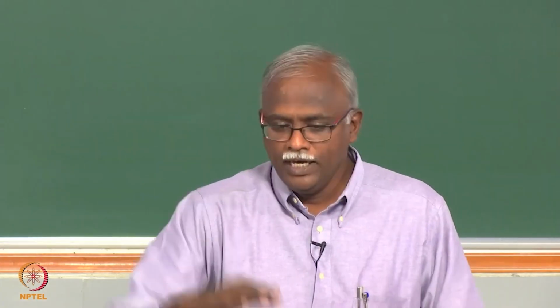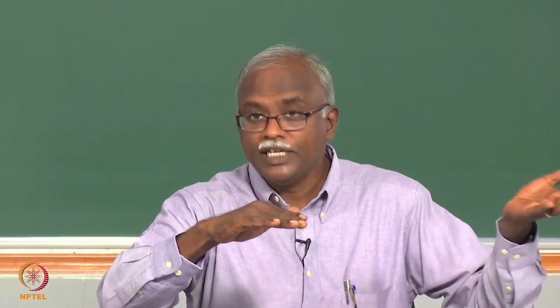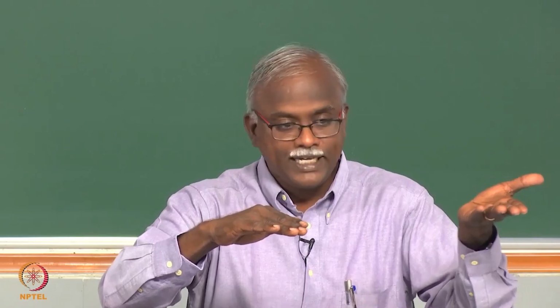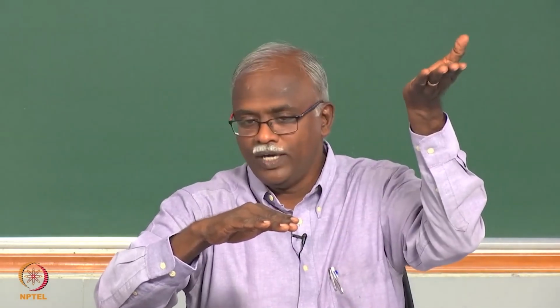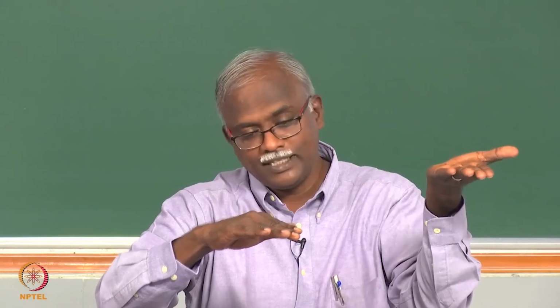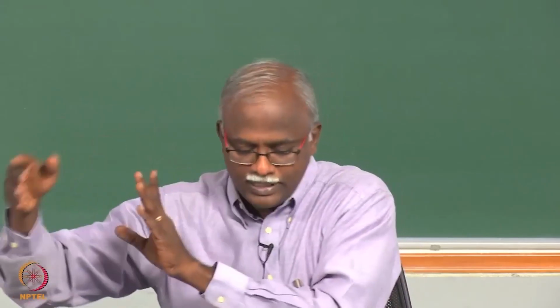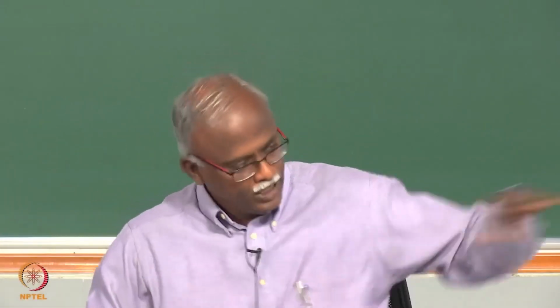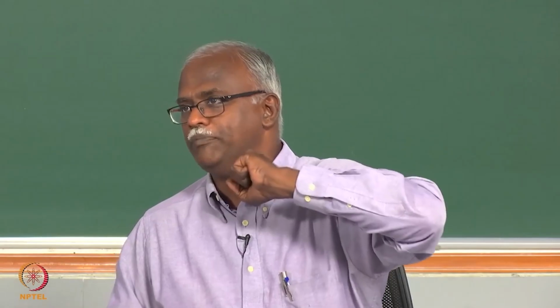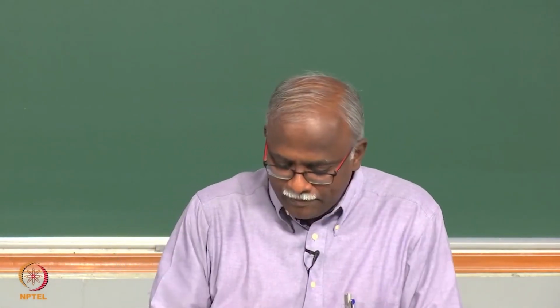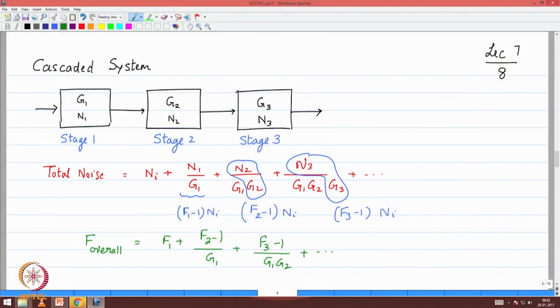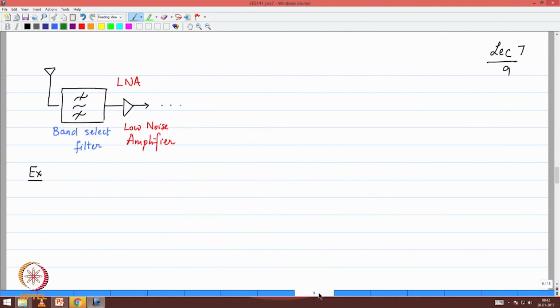Why is that? If the preceding stage has already amplified my signal by G1, it is like keeping the signal at the same level and suppressing the noise by G1. So second stage noise is suppressed by G1, third stage noise is suppressed by G1 G2, if you keep the input signal level at the same point. Okay. So this is a very, very useful visualization, and again this is for cascaded systems, and you do have to work with it.